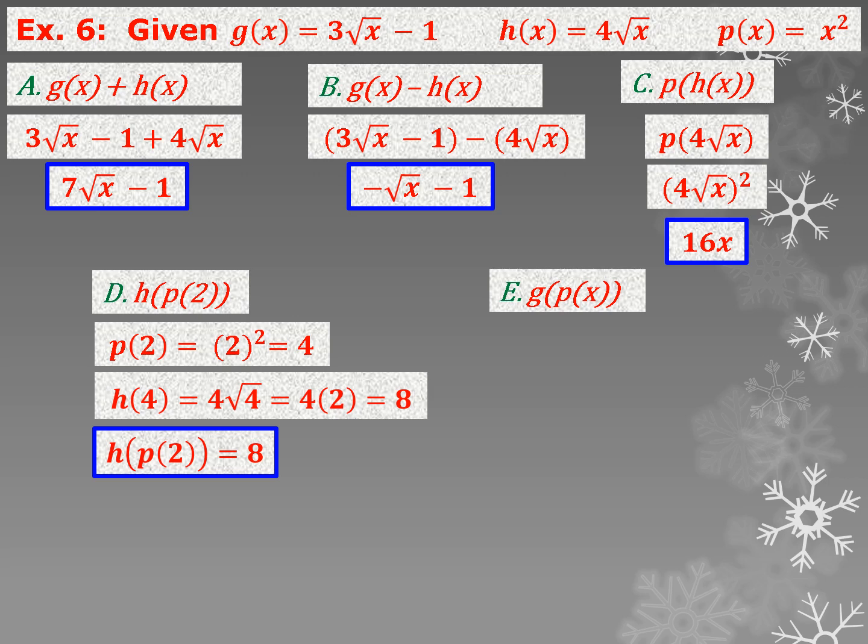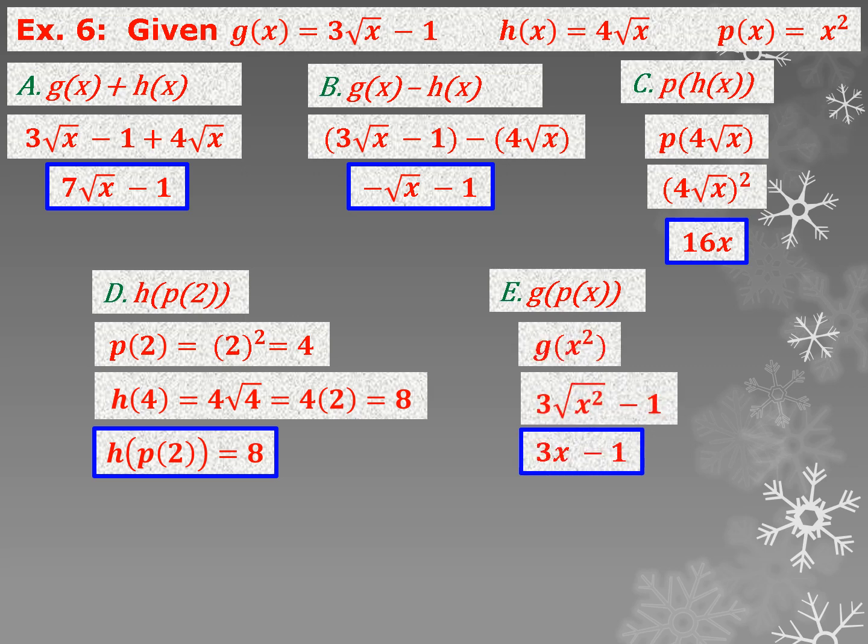For E, it wants g of p of x. That means wherever there is an x in g of x, I'm going to substitute an x squared. So that becomes 3 times the square root of not x, but x squared minus 1. Well, the square root of x squared is x, so that becomes 3x minus 1.